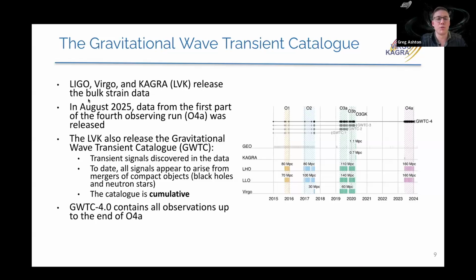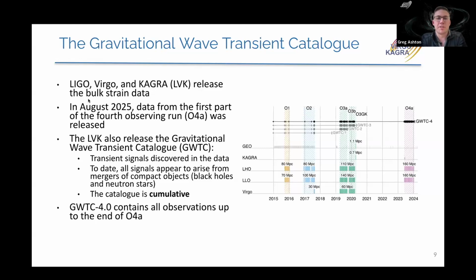But in addition, they also release a gravitational wave transient catalog, which contains information about all of the transient signals that we've discovered in the data. To date, all of these appear to arise from mergers of compact objects, so black holes and neutron stars. And it contains both the results of searches for those signals and also parameter estimation as well. And if you like, it's the raw data product that is used by many of the downstream analyses to do some of the things that Derek was talking about earlier on, like constraining the cosmological evolution of the universe, etc.